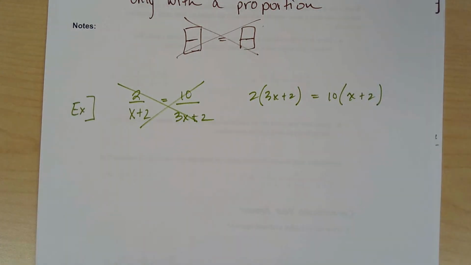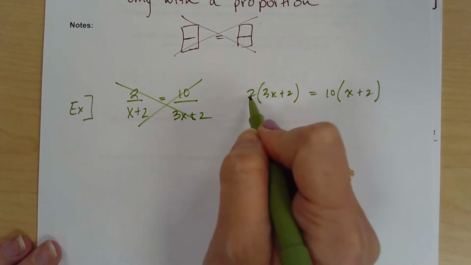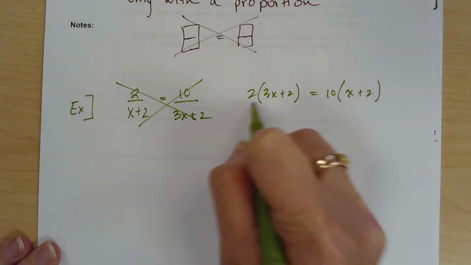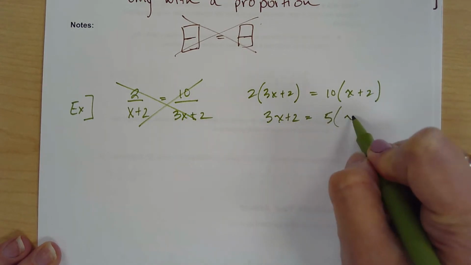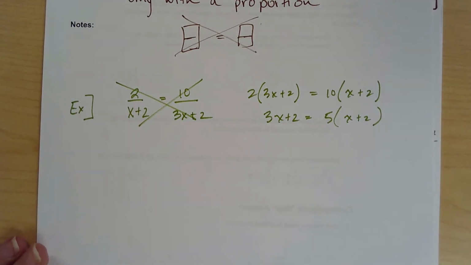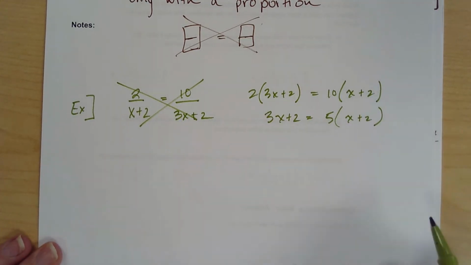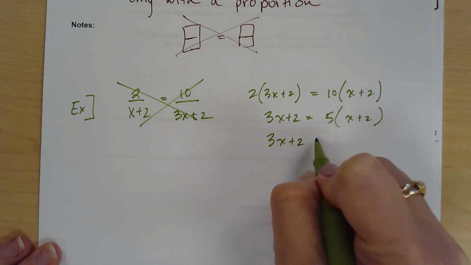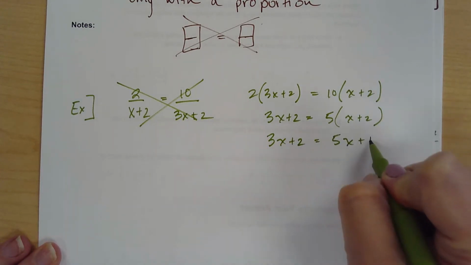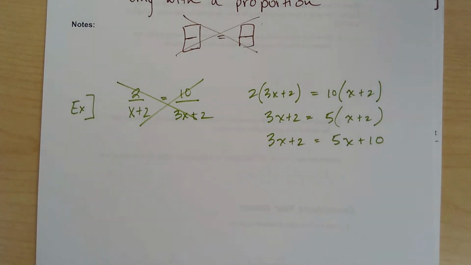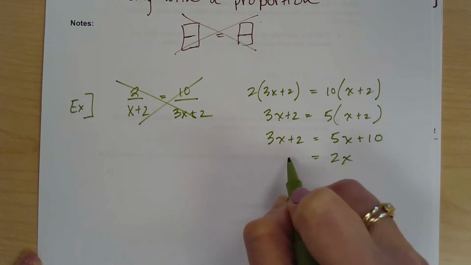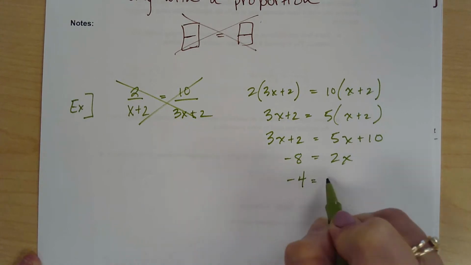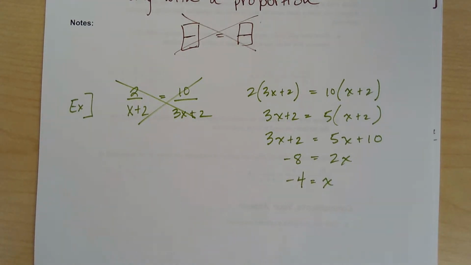Now, to be honest with you, what a lot of people do here is they go ahead and distribute. I always find it easier to go ahead and divide both sides by 2 since 2 and 10 are divisible. That way it's a little less numbers to be dealing with. So I just divided both sides by 2. Now I'm going to go ahead and distribute and solve for x. So I'm going to subtract 3x. I'm going to subtract 10. And I get x to equal -4.